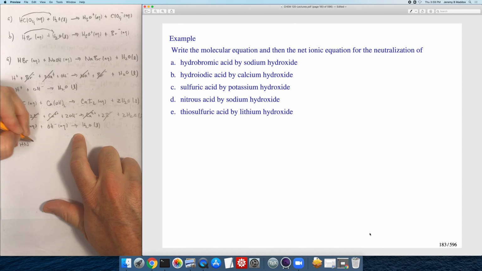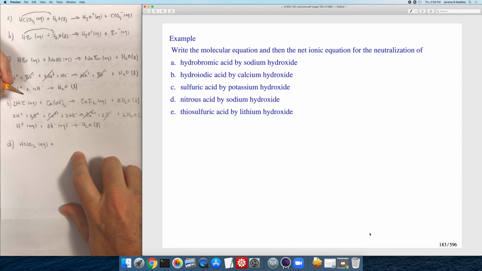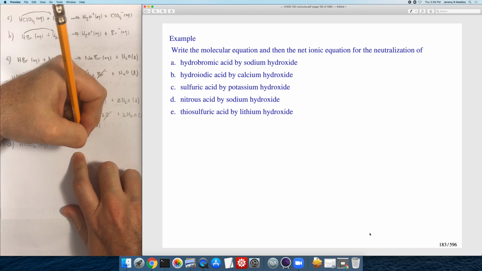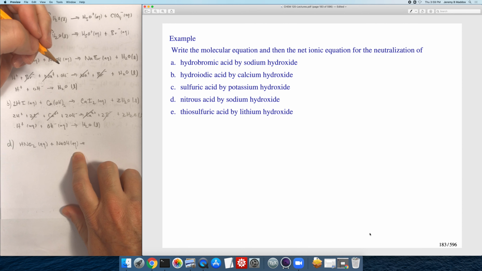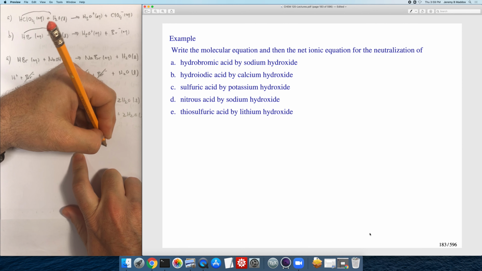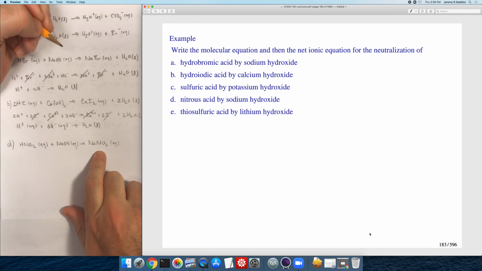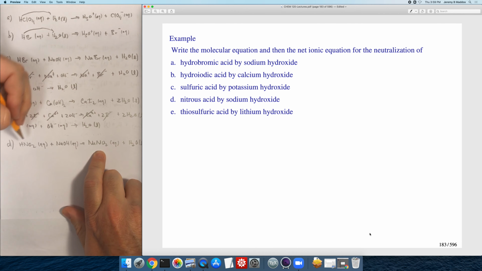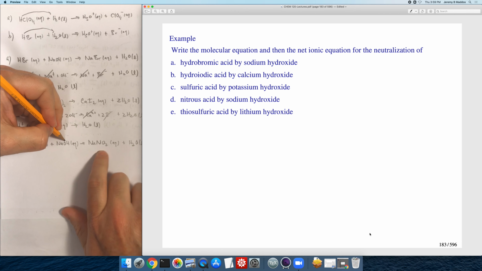See how it's different. So nitrous acid has this chemical formula. We're reacting with sodium hydroxide. Okay, we are going to end up producing sodium nitrite, aqueous solution, that's the salt, and then the water, right? The proton combines with the hydroxide to make a water.